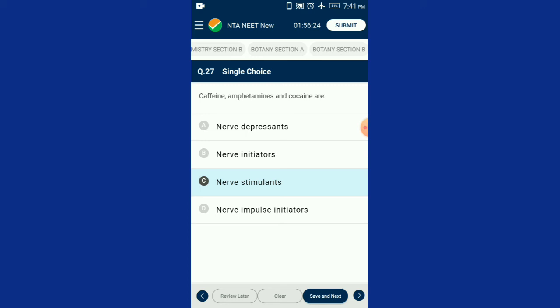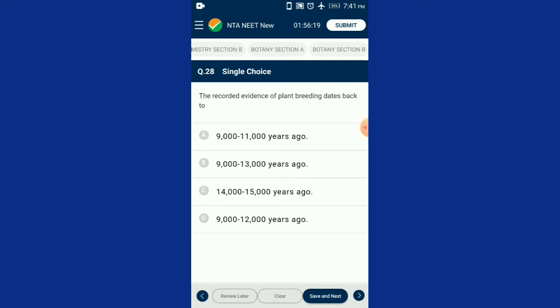Question number 28. The recorded evidence of plant breeding dates back to. Plant breeding refers to the purposeful manipulation of plants to create new desired varieties or types of better cultivation, better yield and disease resistance. Conventional plant breeding has been practiced for thousands of years since the beginning of human civilization. The recorded evidence of plant breeding dates back 9,000 to 11,000 years ago, and the present day crops are the result of domestication in ancient times. So the answer is option A, 9,000 to 11,000 years ago.